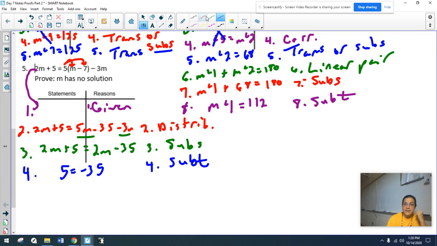And then finally, look what it says: prove m has no solution. Well, this is false. If it were true, that would actually mean there are infinite solutions. So if it said something like 5 equals 5, that means it's always true. 5 does equal 5, so that's an infinite amount of solutions. If it's not true, like this, 5 does not equal 35, then you're just going to say m has no solutions. Okay, and there's not really a reason for that. We figured it out up here and we proved it up here pretty much.